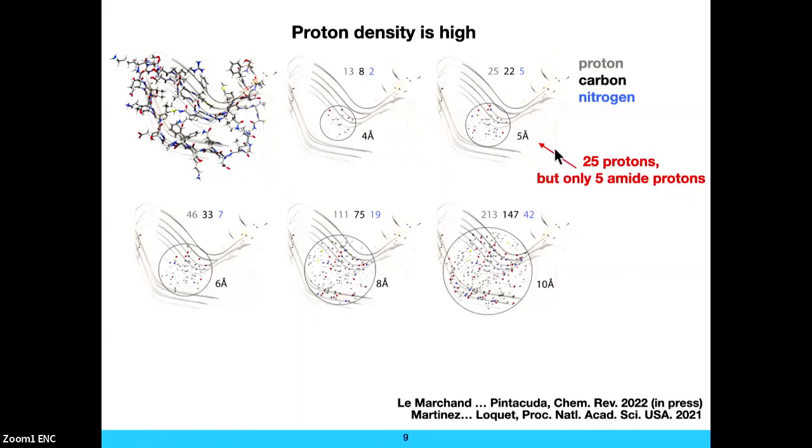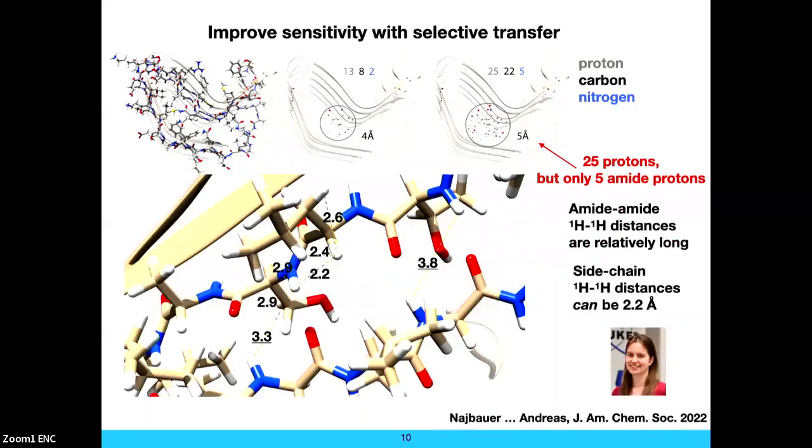And so if we have a broadband recoupling technique, we'll just spread the polarization out among all of those 25 protons and have hopelessly low sensitivity for longer distances. And if we go out to 8 or 10 angstroms, now we're talking hundreds of protons in that volume. And so this motivates selective recoupling techniques for the fully protonated proteins or deuteration of the side chains.